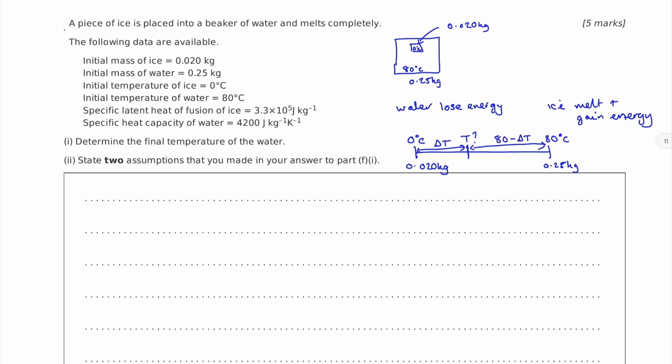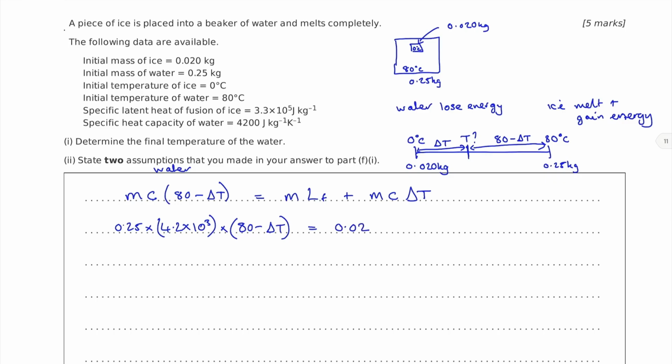So taking the fact that the water will lose energy, it will lose this amount of energy, mc(80 minus delta T). That's what the water will do. And the ice, first of all, will melt, so it will use this amount of energy to melt. And then it will increase in temperature by that amount. So let's put the numbers in. The mass of the water is 0.25 times the specific heat capacity of water times (80 minus delta T).